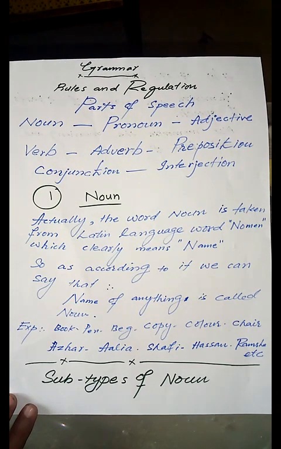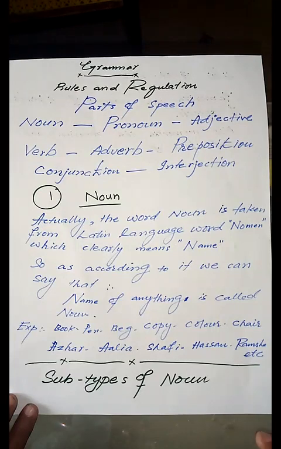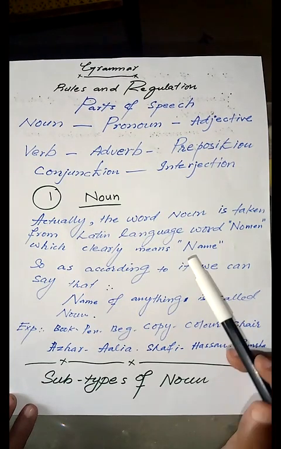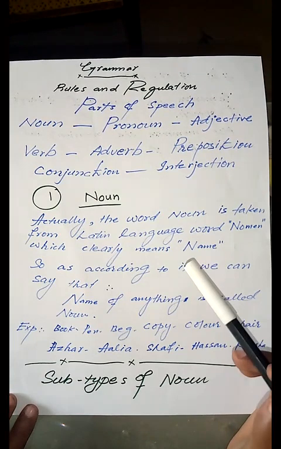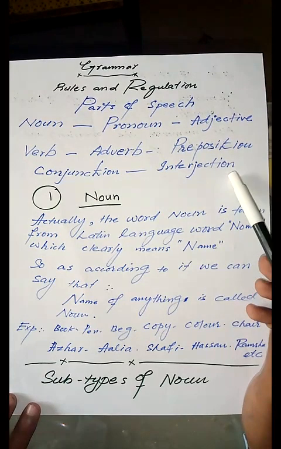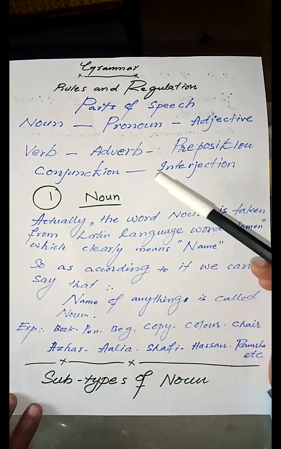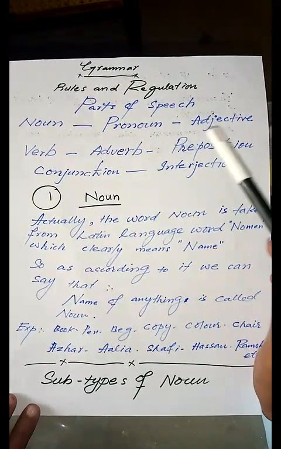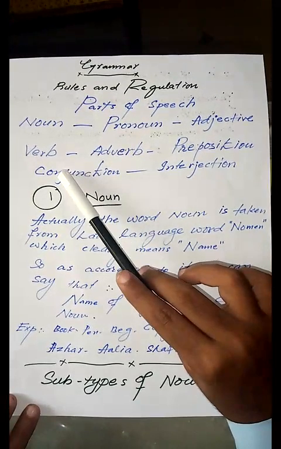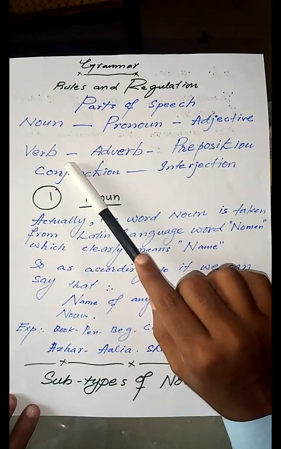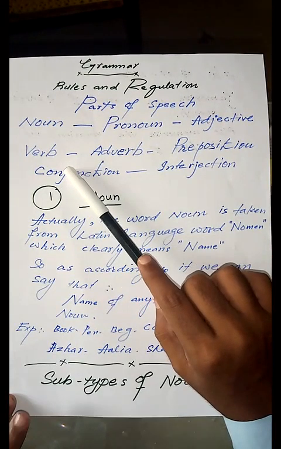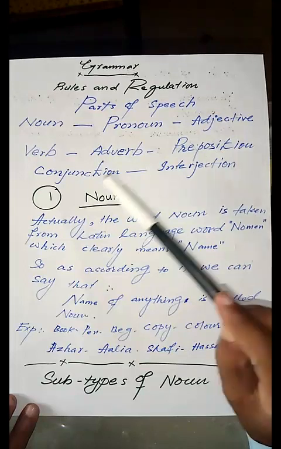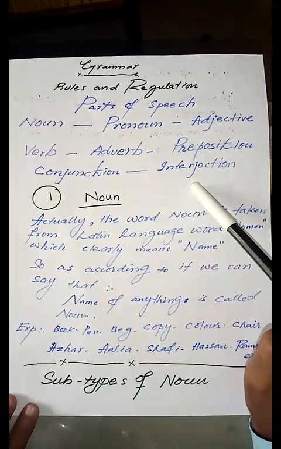Like the car, grammar also has its rules and regulations, and they are called parts of speech, which are divided into 8 parts. So the names of these parts are noun, pronoun, adjective, verb, adverb, preposition, conjunction, interjection.